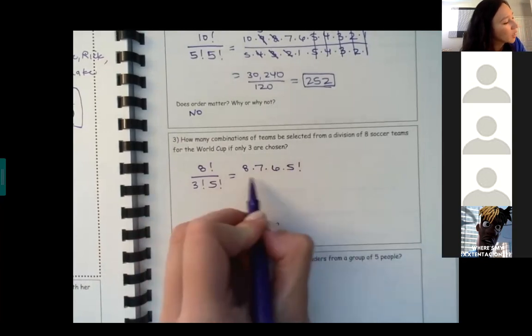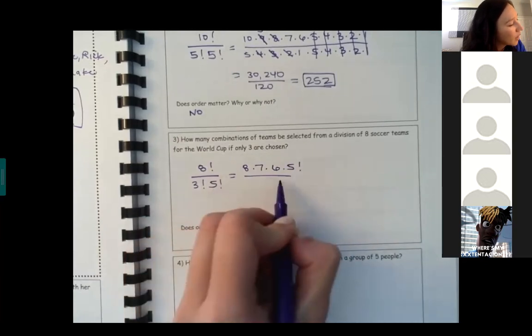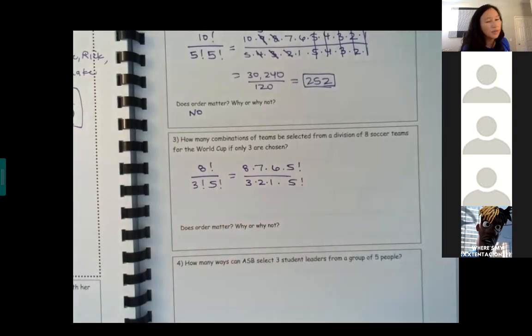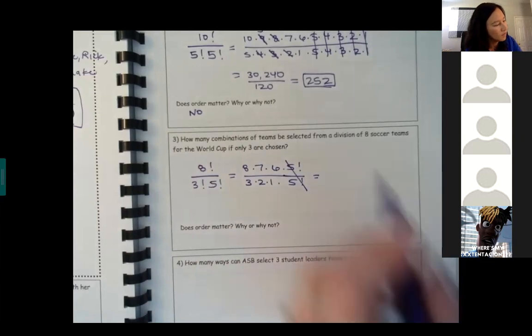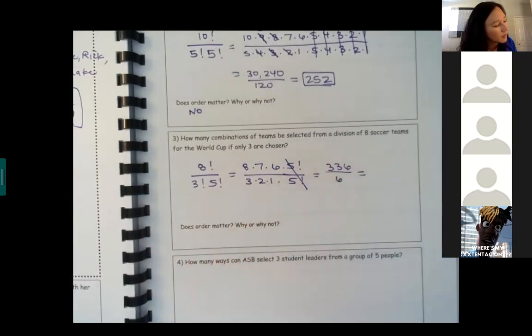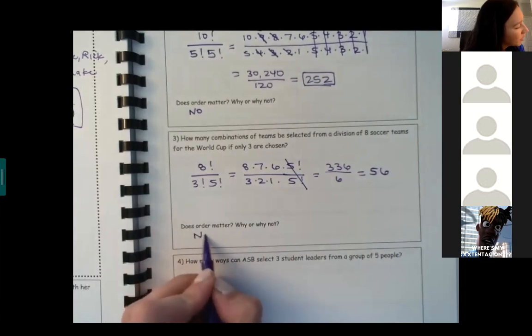And really, you know that this is going to be 5 factorial. We could save ourselves some writing, because we're going to divide it by 3 factorial and 5 factorial. So you could just leave it like that if you don't want to do all the expanding. Then those will cancel each other out. Jaden, what did you get when you multiplied 8 times 7 times 6? I got 336. Okay, and then divided by 3 times 2 times 1, which is 6, the answer will be 56. So there's 56 different ways to select them. Perfect.